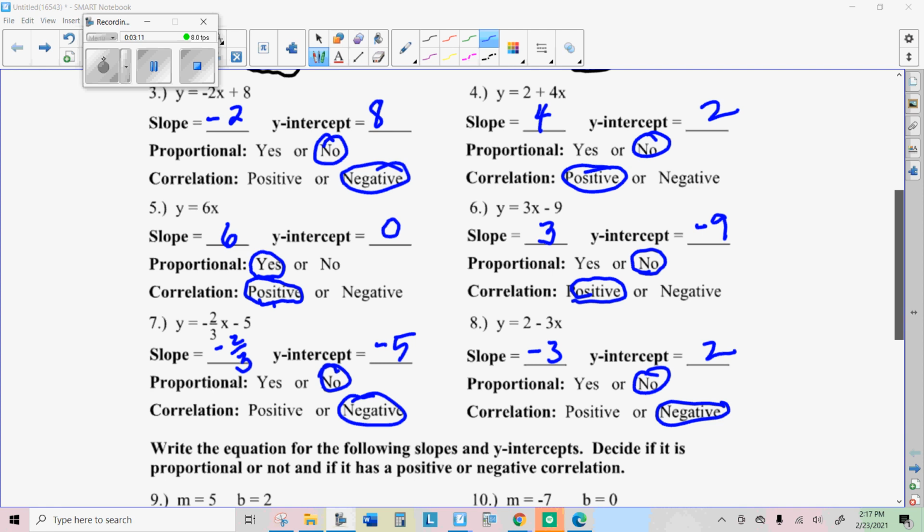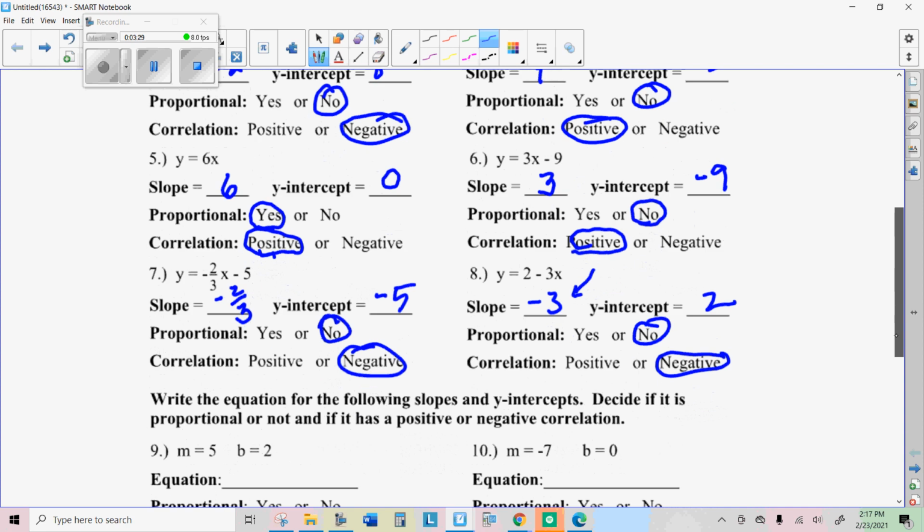Okay, the second one, again, the numbers were switched around, but notice there's a negative 3 in front of the x. That means, remember that subtracting 3x is the same as adding a negative 3x, so our slope is a negative there. Which makes us have a negative correlation.